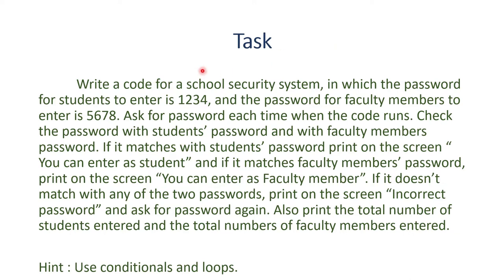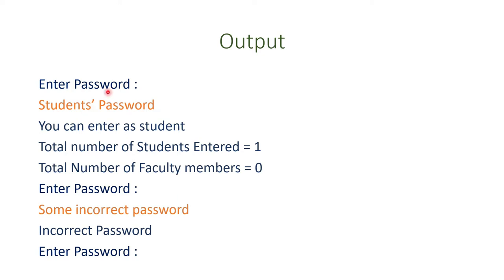We have to write a code for a school security system, in which the password for students was 1234 and the password for faculty members was 5678. We had to ask the user to enter the password and check it against the student's password and the faculty member's password. If it matches either of them, we would print that you can enter as a student or as a faculty member. Also we would print the number of students entered and the number of faculty members, and the output was of this form.